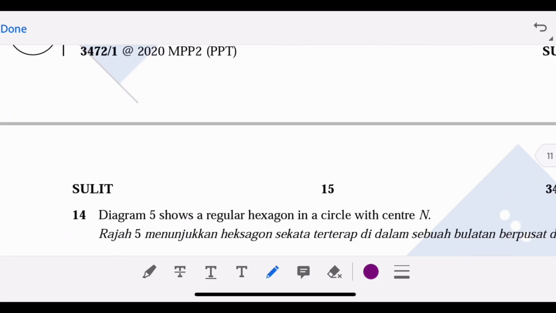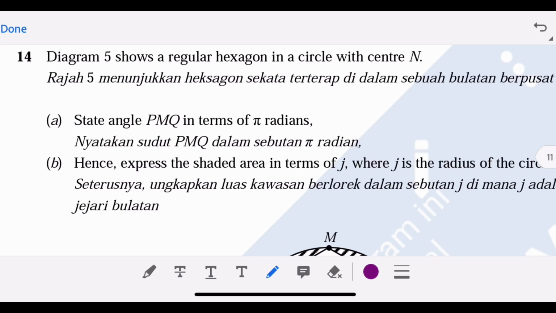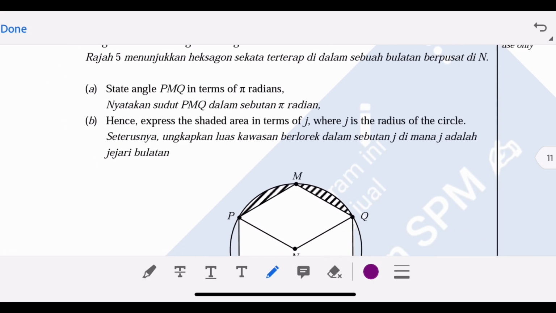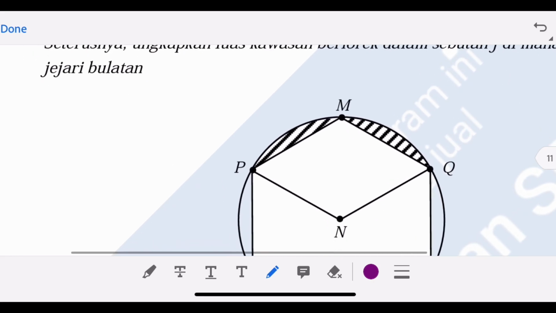Okay, so let's continue with number 14. Diagram 5 shows a regular hexagon in a circle with a center N. State angle PMO in terms of pi radian, and then express the shaded region in terms of J, where J is the radius of the circle. Okay, so let's have a look of the hexagon.